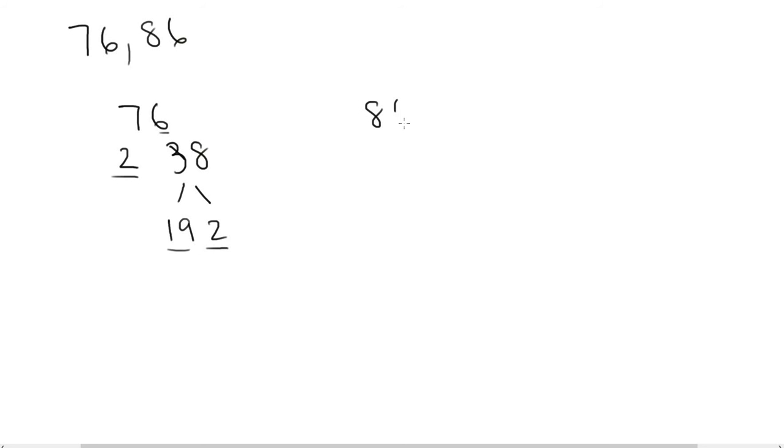Let's look at 86. I'm going to do the same thing. It's an even number. I'm going to factor it into 2 times 43. 43 is prime, and so is 2. So I see that the greatest common factor, GCF, is just 2. That's the largest number that divides into both 76 and 86. Feel free to pause the video and try the following example.